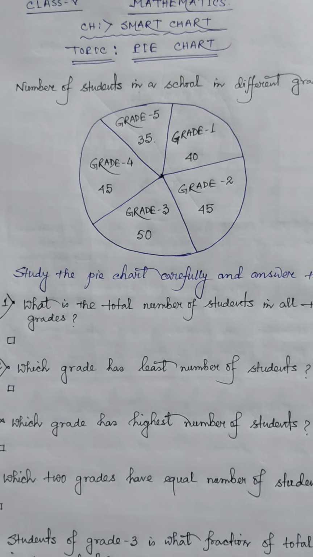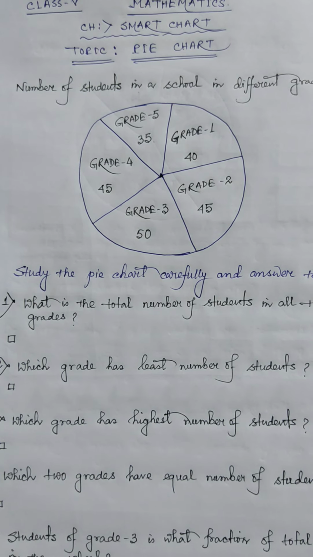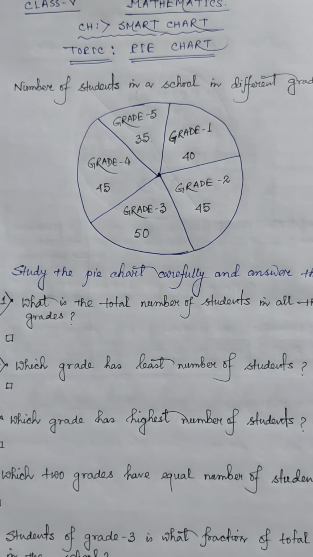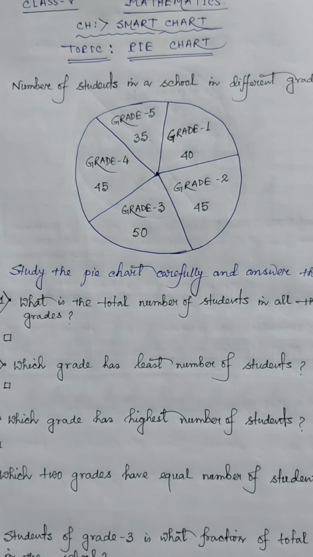Today we are continuing the chapter Smart Chart, and our today's topic is pie chart. So, what is the pie chart? You can see pie chart is this kind of chart which is a circular shape, and the entire circle is divided into some sectors.